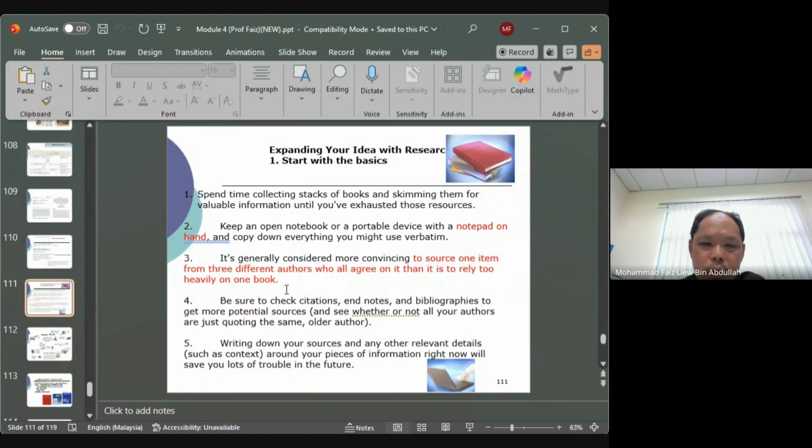So it's generally considered more convincing to source one item from 3 different authors who all agree on it than to rely on one book. So do not focus on only one book. You have to actually source from different authors.